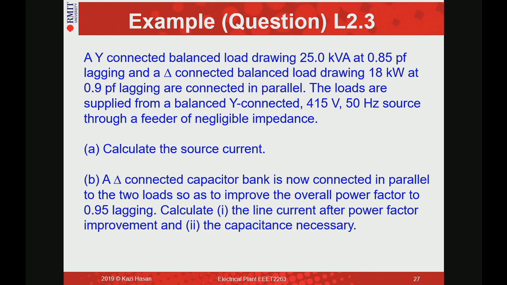So this will be a bit bigger problem, but the first half we have actually solved in our previous question. There are two parallel connected loads, one is Y connected and one is delta connected, and their power factor is given. So we first have to calculate the total power factor. Once we get the total power factor, then we have to change that power factor to 0.95.